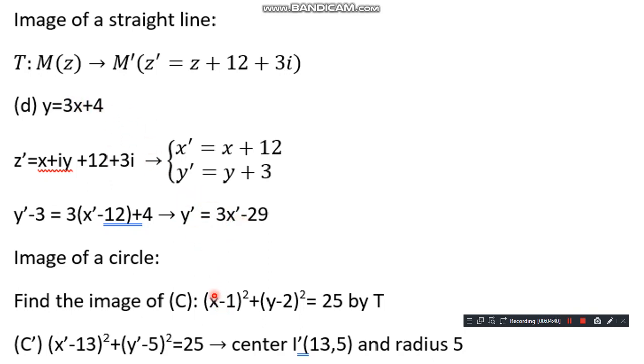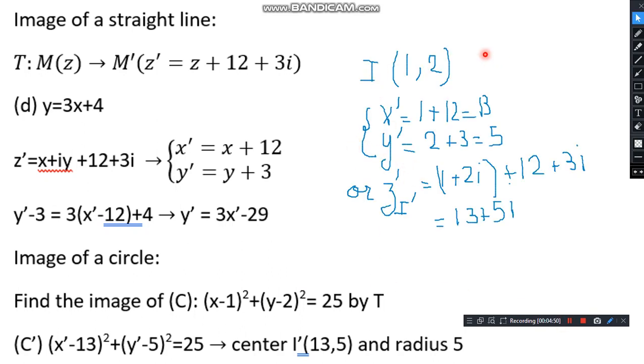Image of a circle: you know that here the center is (1, 2). Since the center is (1, 2), we do the translation. You replace 1 by 1 plus 12 and 2 by 2 plus 3, as you can see. So you have 13 and 5. Or you can replace directly z by z prime: the new center is the old center zc, which is 1 plus 2i, plus 12 plus 3i. You're going to get the same, so I have a circle of center (13, 5), and you write it here. The radius is the same because translation preserves the radius and the shape.